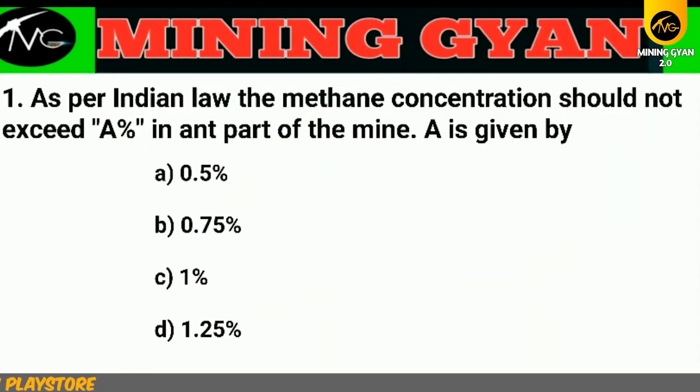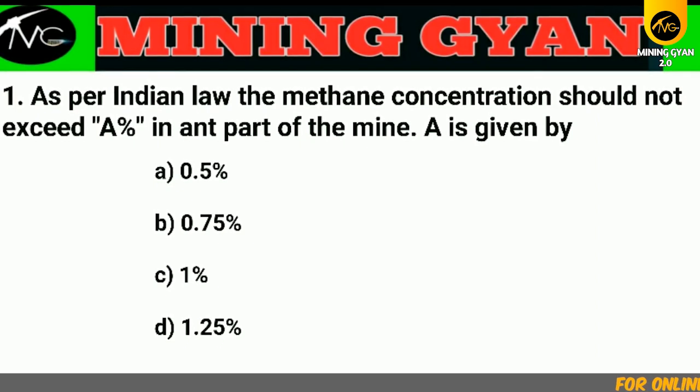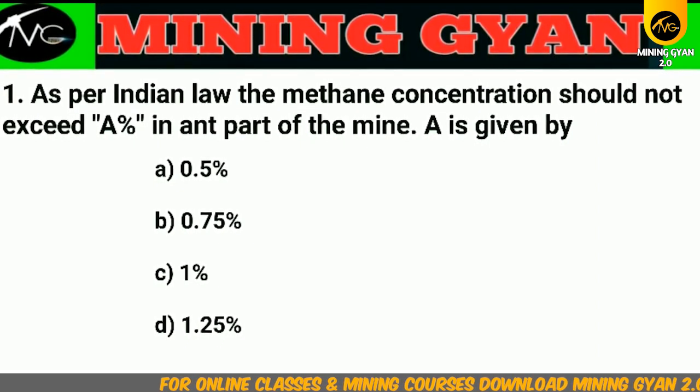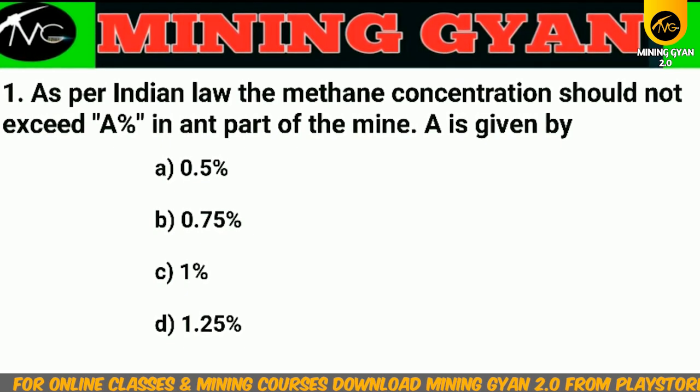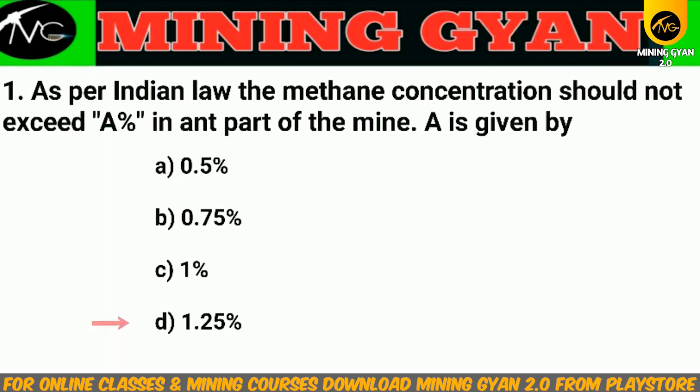First question is, as per Indian law, the methane concentration should not exceed A% in any part of mine. A is given by A 0.5%, B 0.75%, C 1%, D 1.25%. Right answer is D 1.25%.